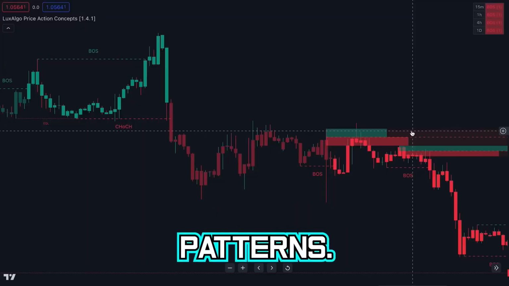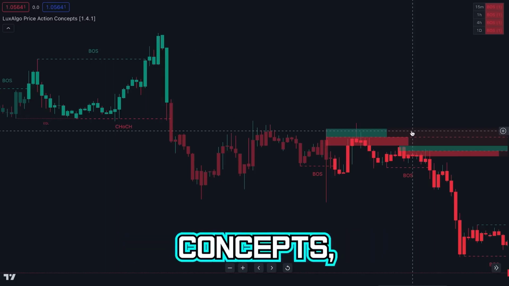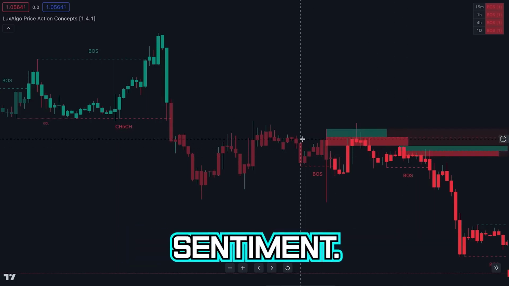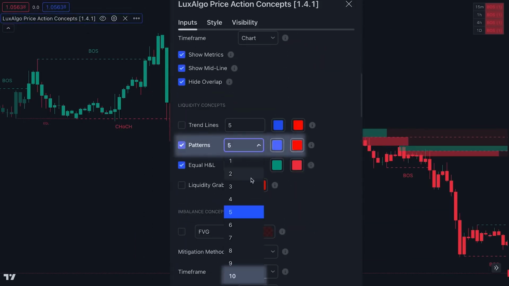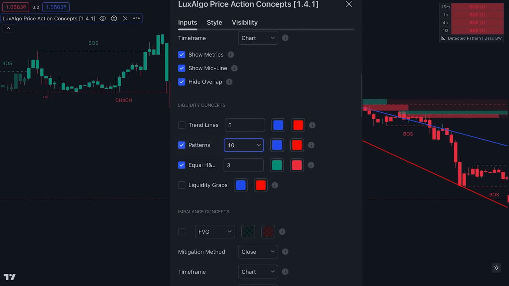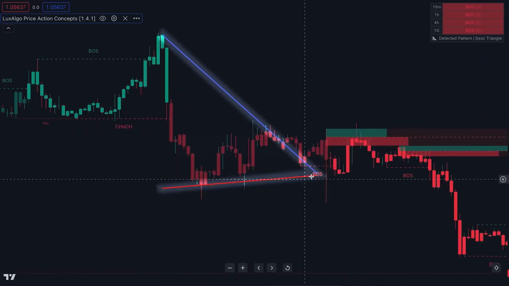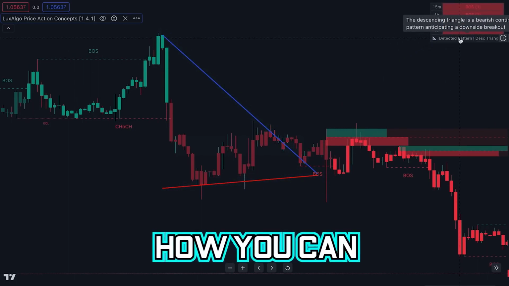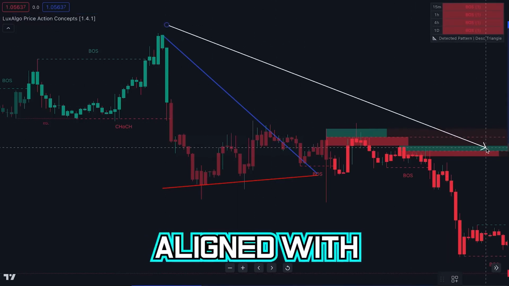Let's now talk about patterns. While patterns are not directly a part of Smart Money Concepts, they can play a very important role in understanding market sentiment. If we go into settings, we can enable patterns and increase the length to see more significant patterns on our chart. The indicator will automatically detect patterns for you and let you know if it's a bullish or bearish pattern.